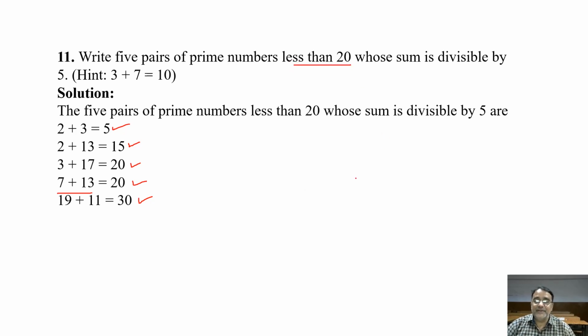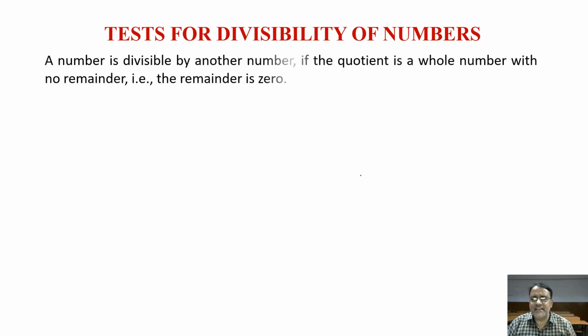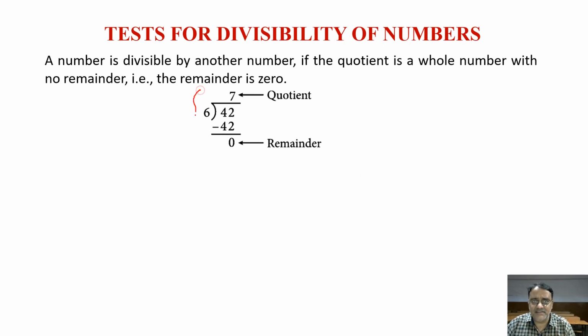Okay, so now we are moving toward the divisibility test. Test for divisibility of numbers. So a number is divisible by any number if the remainder is 0 or the quotient is a whole number. This example we have just seen before, in factors. 42 जो है वो 6 से divisible है. Why? Because the remainder is 0 and the quotient we are getting is a whole number.